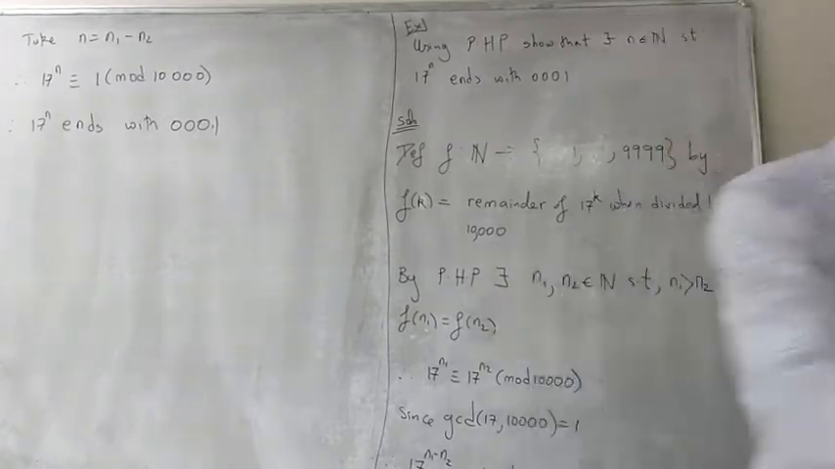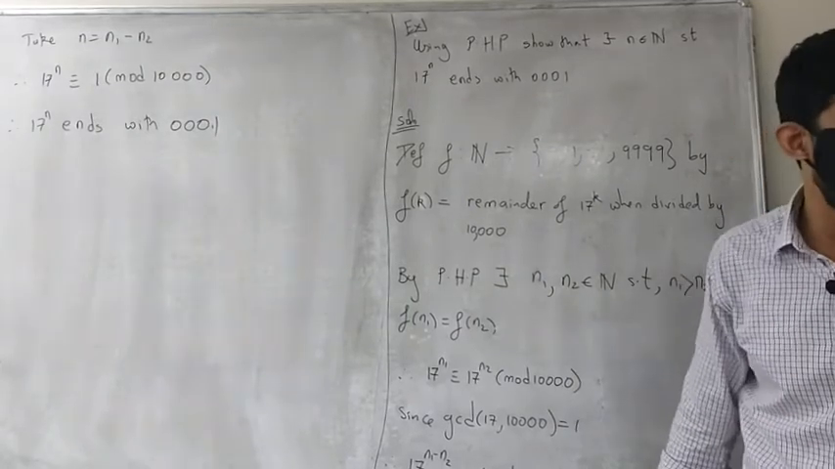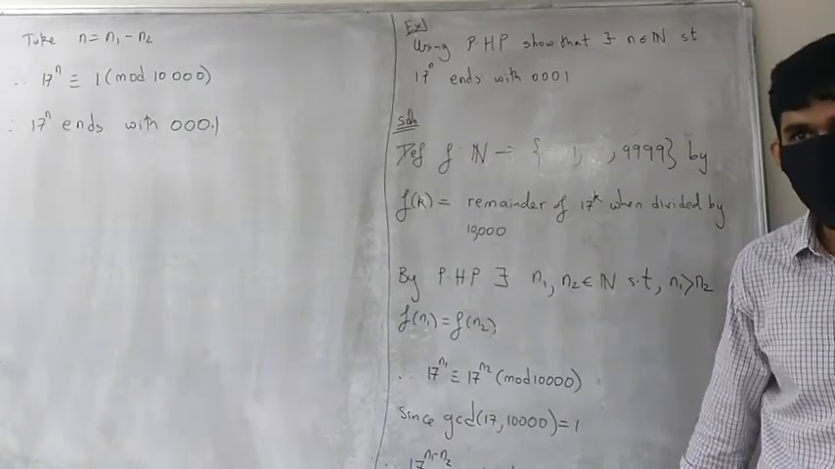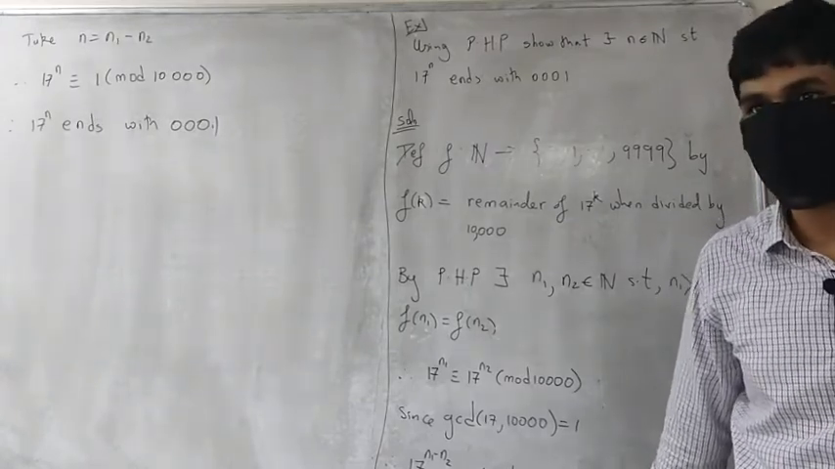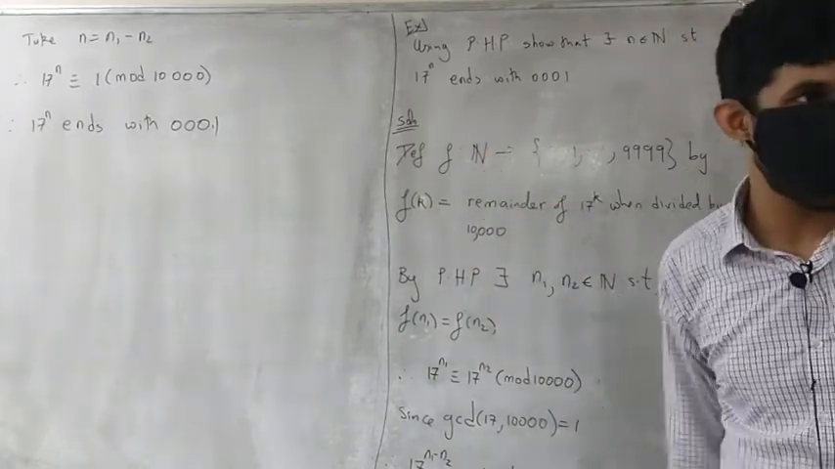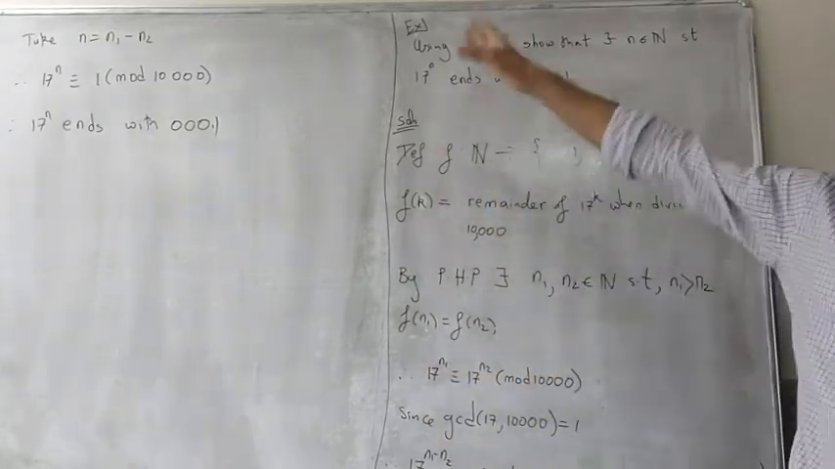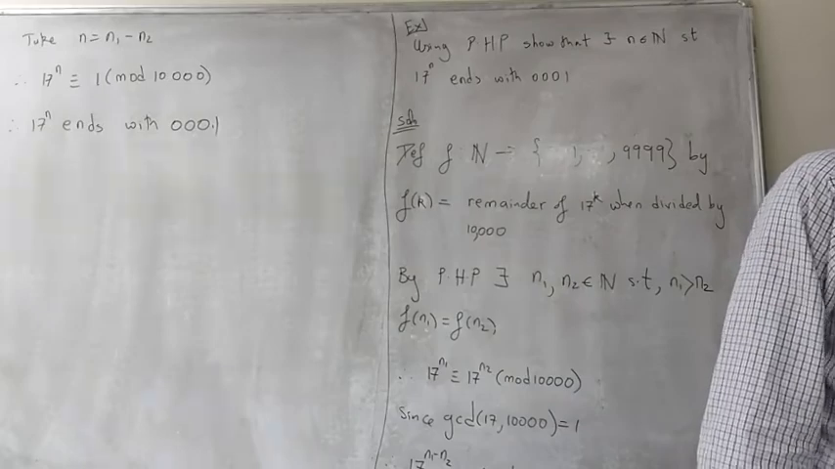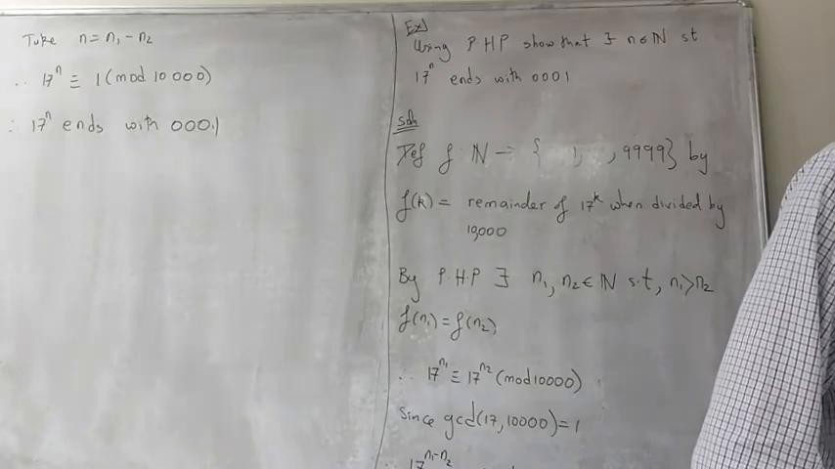Euler's theorem? If a and n are relatively prime, then a raised to phi of n is congruent to 1 modulo n, right? That gives us the n. Your n is 10,000 and your a is 17. It is just a specific case of Euler's theorem. Okay, so I hope you found this interesting. We'll continue next time.